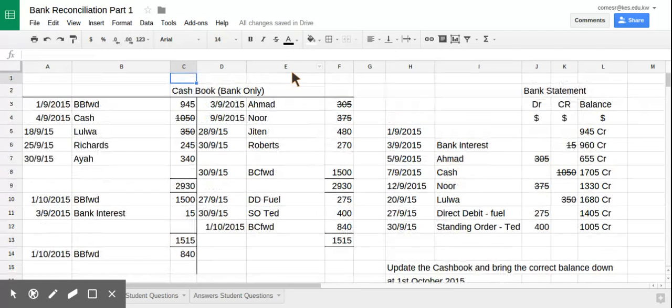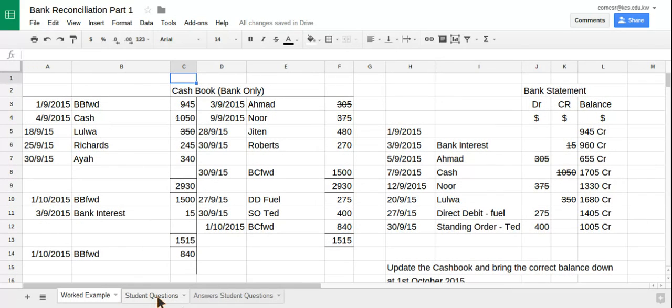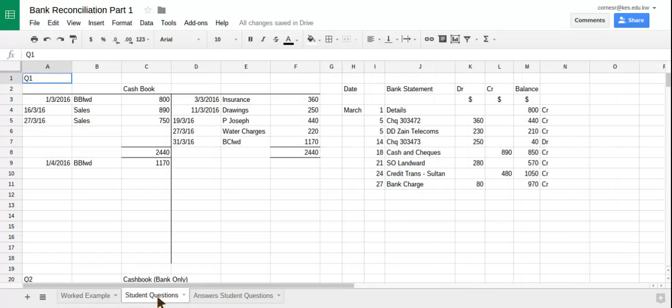Okay, what I've done, what you'd expect me to do, is I've also come up with a couple of questions that you can have a go at. So you've got two cash books that have been drawn up, and what you then need to do is work out which transactions appear in both, and then once you've worked that out, you need to update the cash book to make it correct.